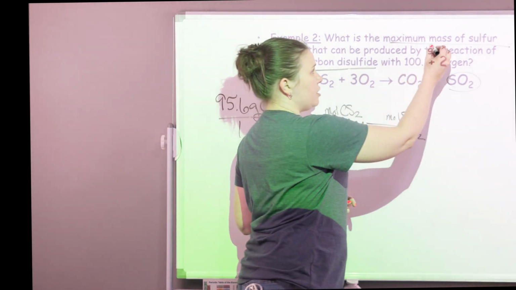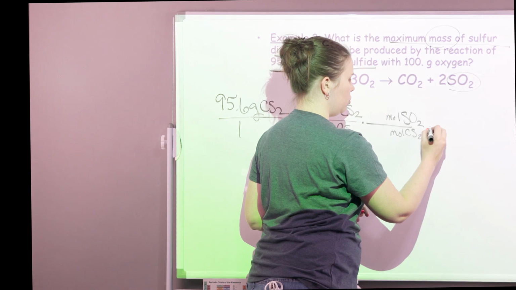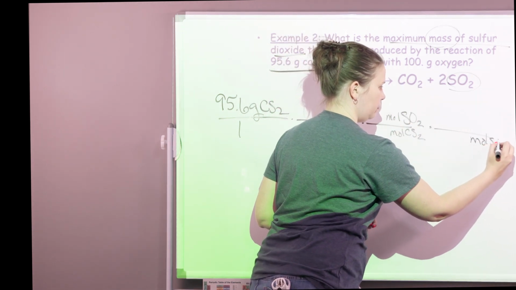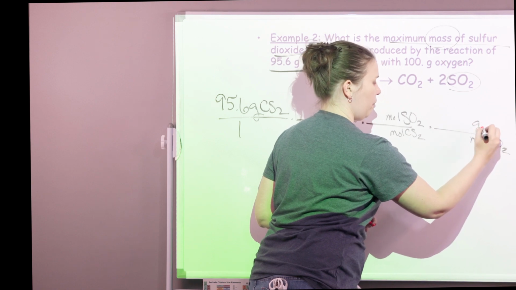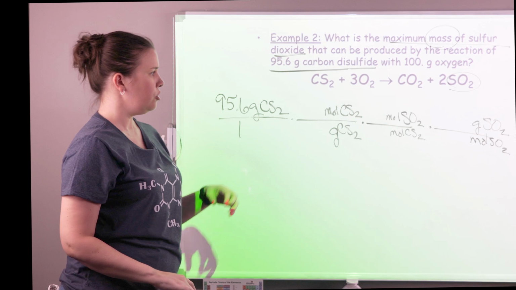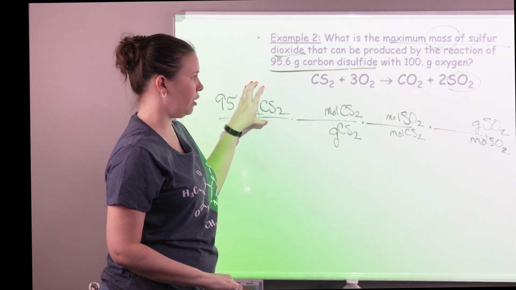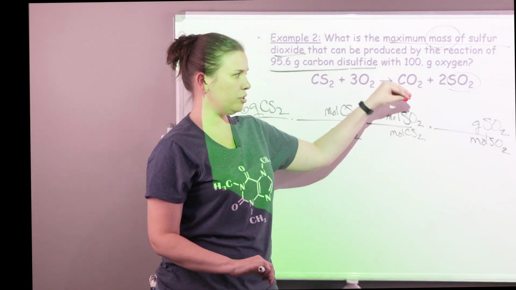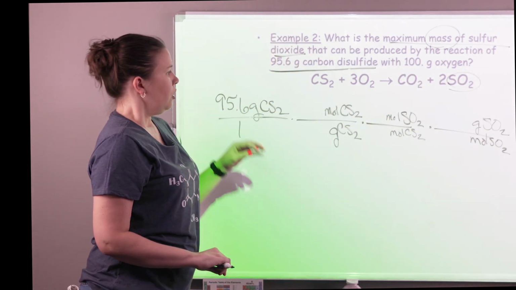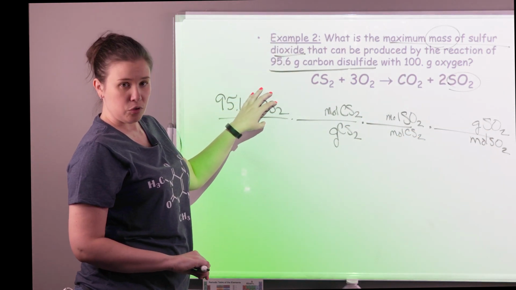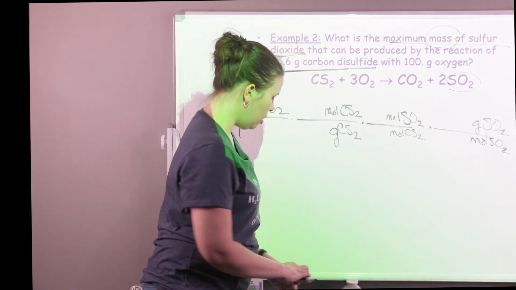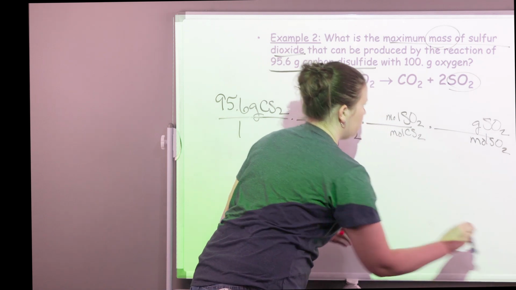The question does ask for mass, however. So I'm going to bring my mole of SO2 to the bottom and put my mass, or grams, of SO2 on the top. So it's going to set up going from gram to mole, changing the substance, and then converting out of moles back into grams. The goal is to turn the reactant that I'm starting with into the product that it's asking for. So now let's start plugging into the numbers.